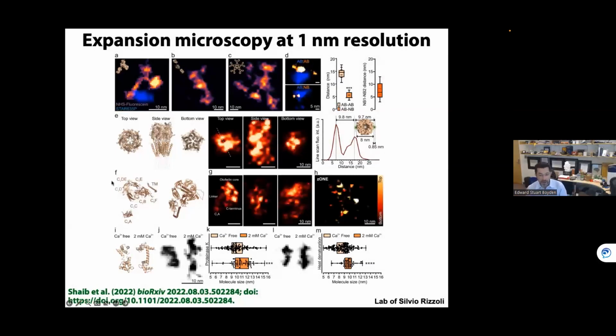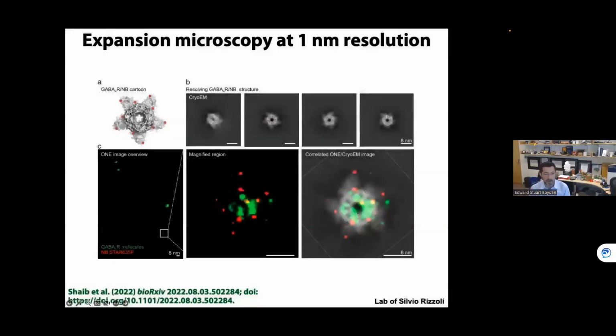Panels F and G are another example of a ground truth in F and the expansion in G, and then I and J is another example. One of my favorite images from their bioRxiv preprint is where they took the GABA receptor cryo-EM ground truth and then overlaid the expansion image directly on it. So panel A and B are the cryo-EM of the GABA receptor. Panel C is an example of an expanded GABA receptor protein, and you can see the five-fold symmetry.